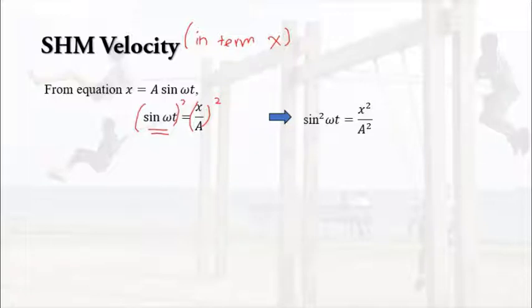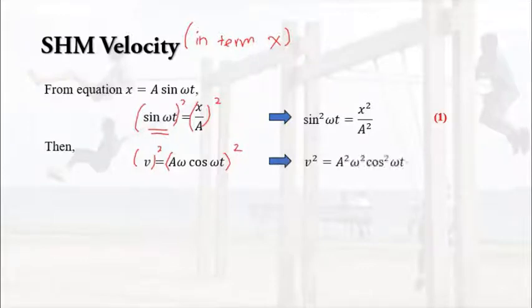And since we are going to derive an equation for velocity, of course, we are going to need the equation for velocity. So we have v equals a omega cos omega t. Now what am I going to do next? Same thing. I'm going to square both sides. After you square both sides, you're going to get v squared equals a squared omega squared cos squared omega t. This would be the second equation that we have. So equation 1, equation 2.